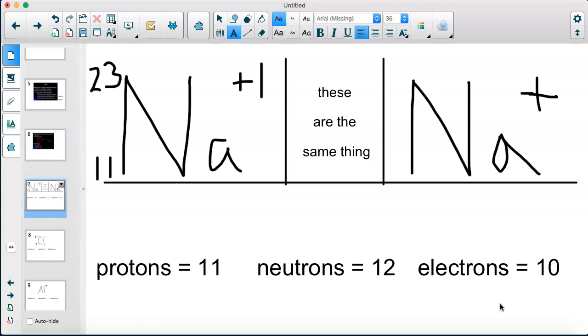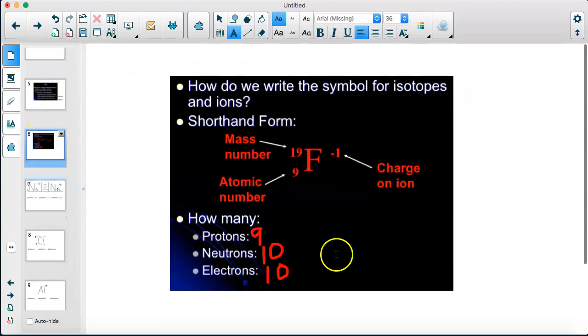A great way to double check your work is to just simply subtract the number of protons minus the electrons. 11 protons minus 10 electrons is positive 1. And it works for negative charges too. If we go back to this previous problem, 9 protons minus 10 electrons is negative 1. So protons minus electrons always equals the charge. That's a useful little trick that you can do to double check your work and just make sure you're doing these problems correctly.